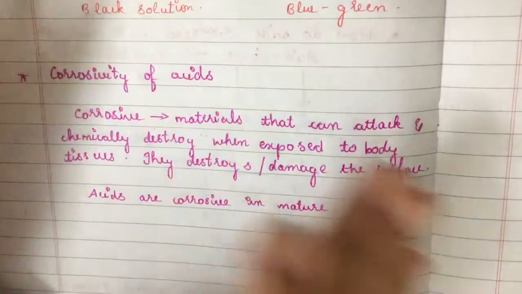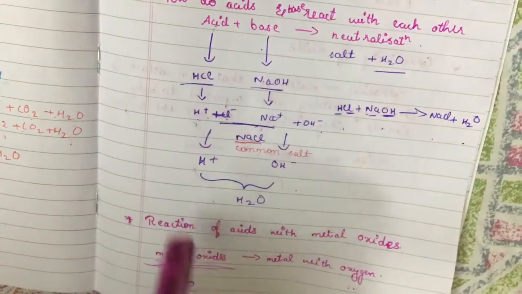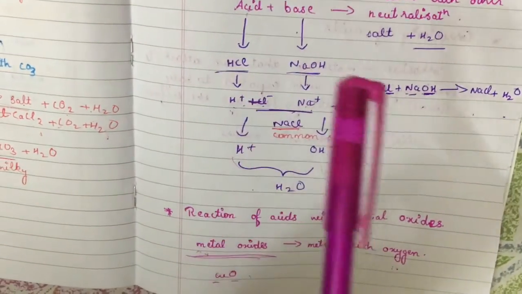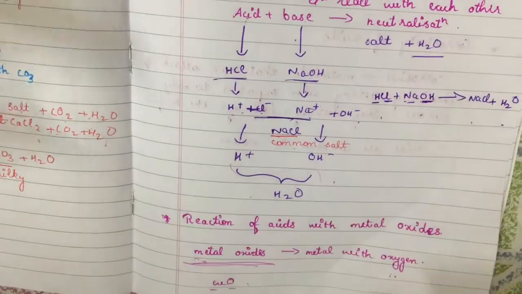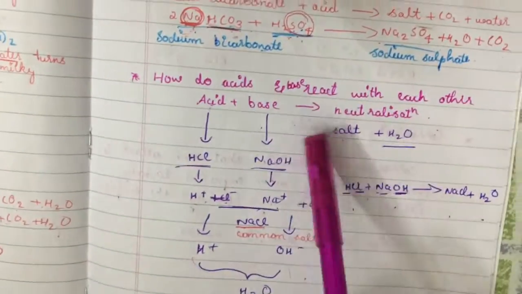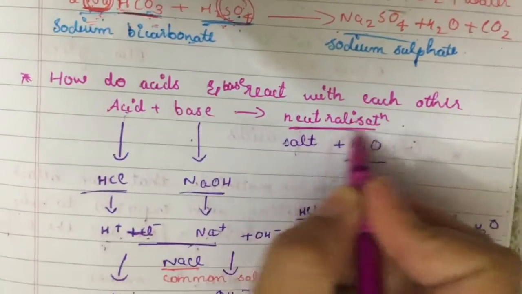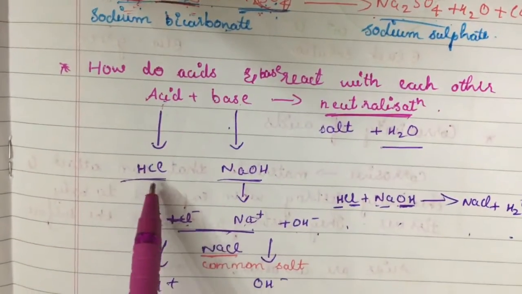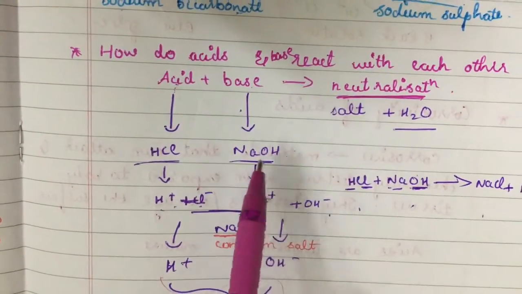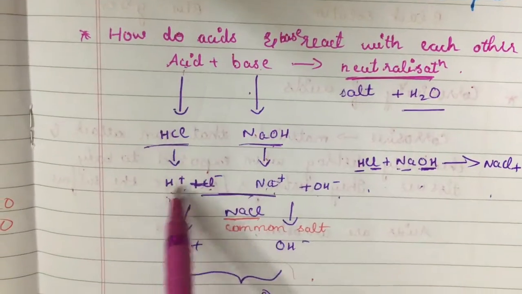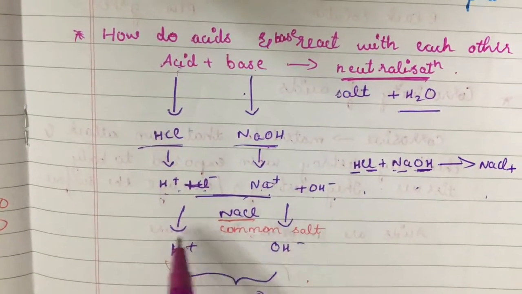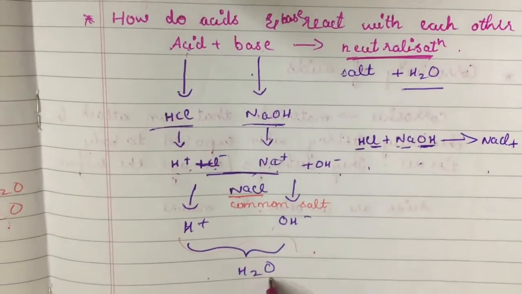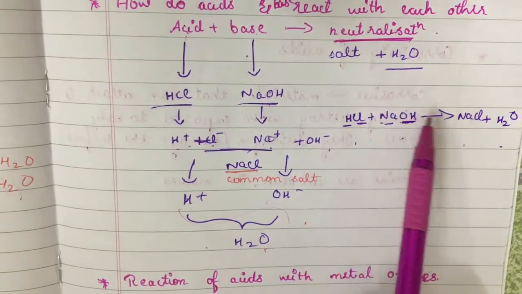So this is all about the corrosivity of acids. In today's class I have covered three topics. First, the reaction of acids and bases with each other, that is the neutralization reaction. Keep this point in mind. I have given the example of the acid HCl and the base NaOH. They will liberate ions, H plus as well as OH minus ions. When they combine with each other, there will be formation of water along with the salt.